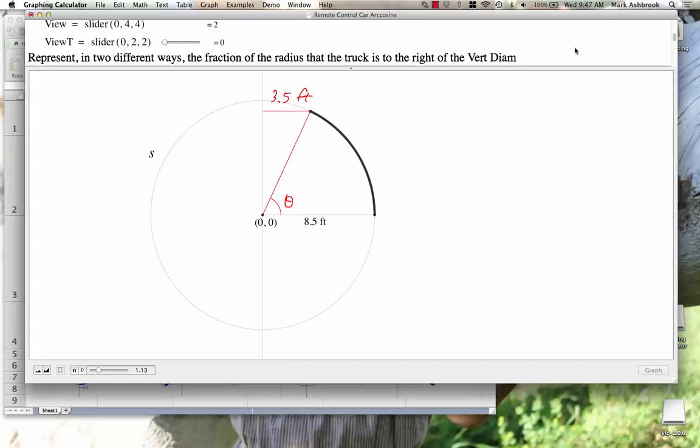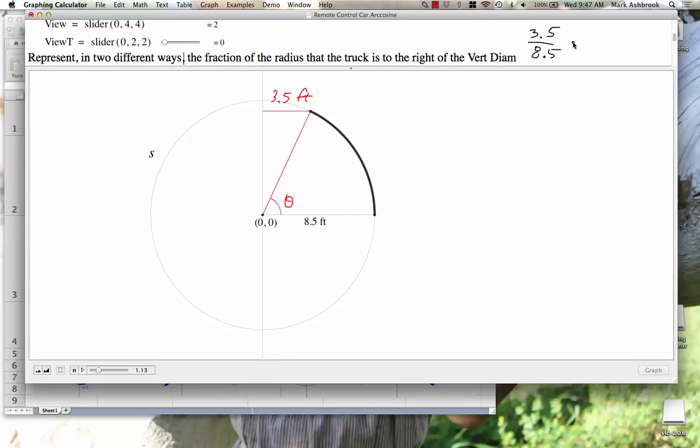Christian, did you get it? Yeah. Tell me. The first one is just 3.5 over 8.5. All right, let's write that down. So he said 3.5 over 8.5. Is that a legitimate way to represent the fraction of the radius that the car is to the right of the vertical diameter? Is that legit?